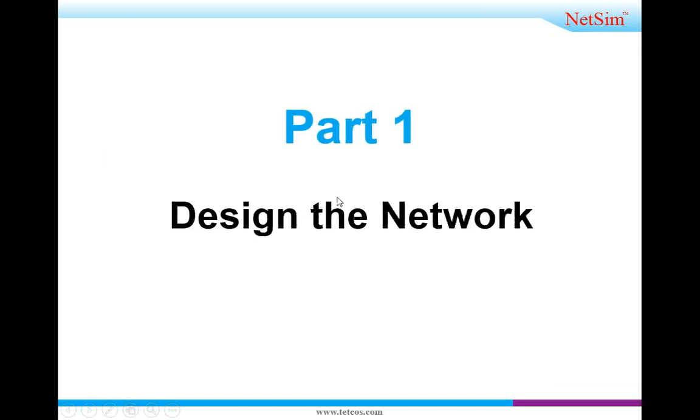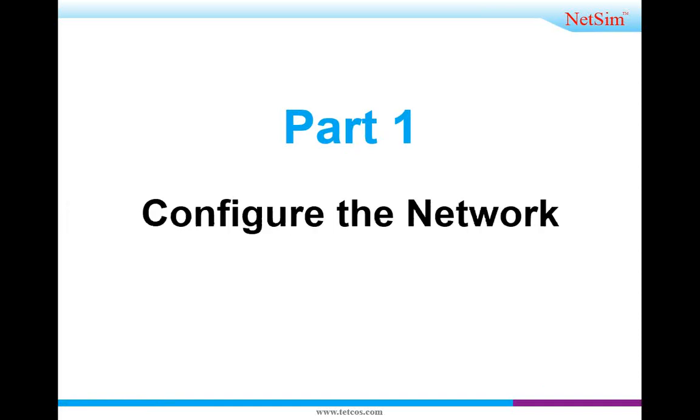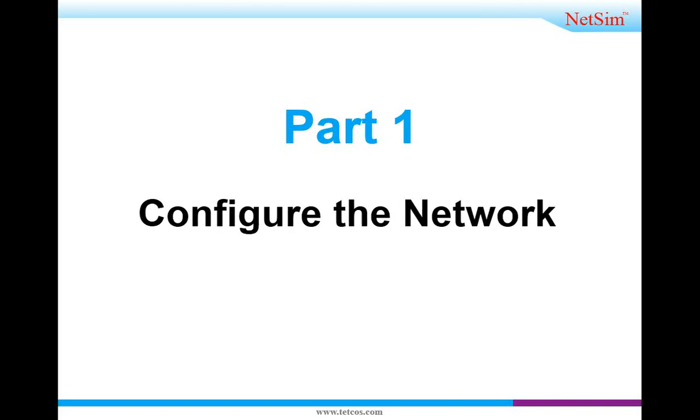Now part 1, design the network. You are provided with the nodes and links. You will create your network in the environment and configure the network. For configuring the network, you have to go to the properties of the nodes. You can right click on the nodes, you will get the properties, open it, and some of the default properties are given there. Some of the properties are variable. You can change those variable parameters and see the results.